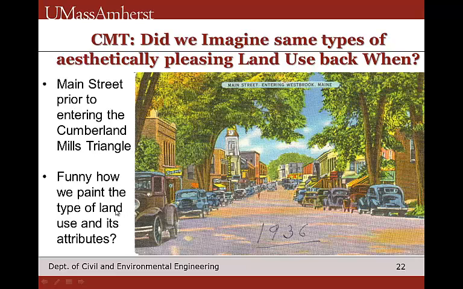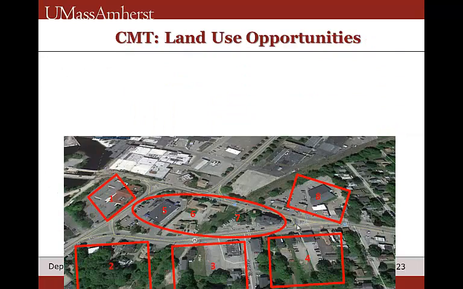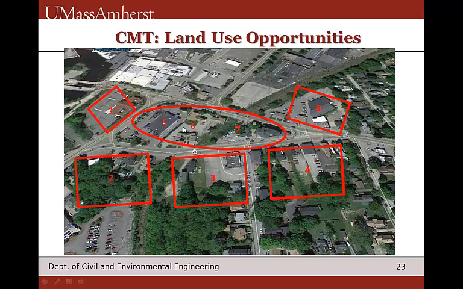And it's funny how we like to paint the type of land use and its attributes that we as people like or think is important in adding, right, to be aesthetically pleasing or to enjoy, what we like to live in. Very interesting. So here are some land use opportunity changes, and what I've done here is I've taken a look at, here's the triangle itself, all right, and each of these numbers represents sort of like a parcel lot or an area in which you could change the land use. You could make it all into sort of green space if you wanted to.